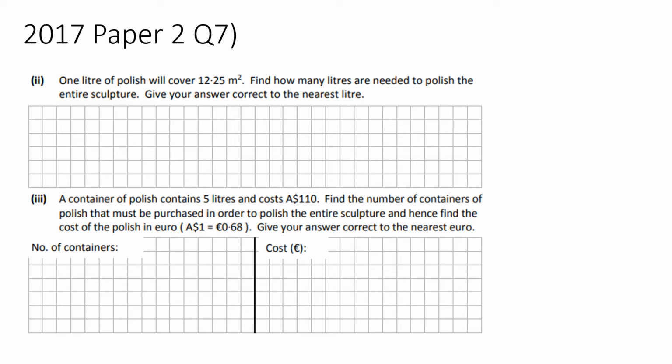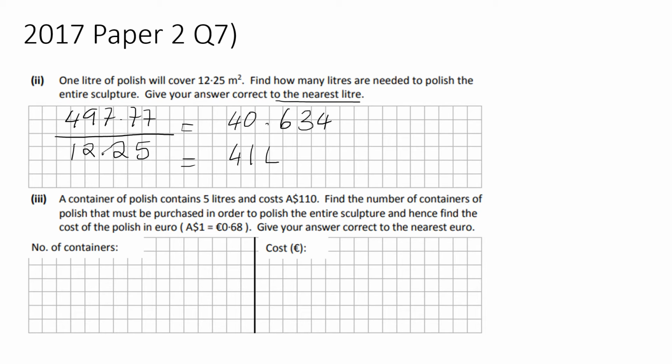For part 2 then, we know that 1 litre of polish will cover 12.25 meters squared. So find how many litres are needed to polish the entire sculpture. Give your answer correct to the nearest litre. Well, we know that we need to cover 497.77 meters squared, and that each litre covers 12.25. So we need to find how many litres we need. We're going to divide, and that gives you 40.634. So when you round that to the nearest litre, you get 41 litres.